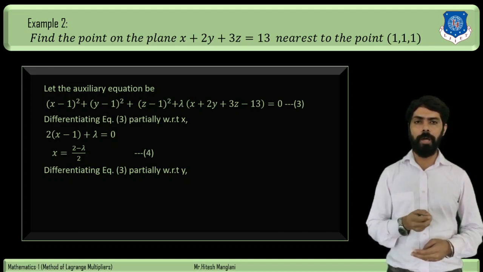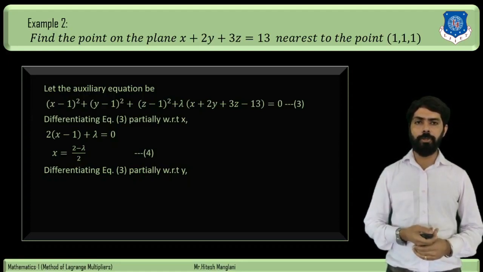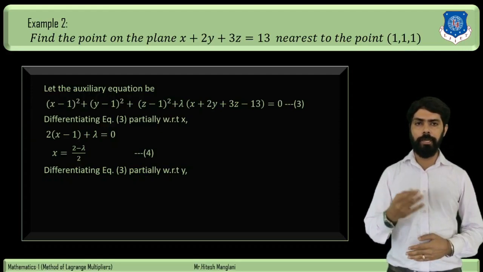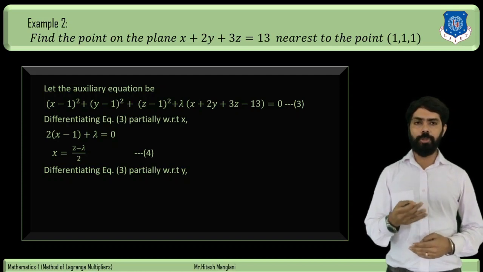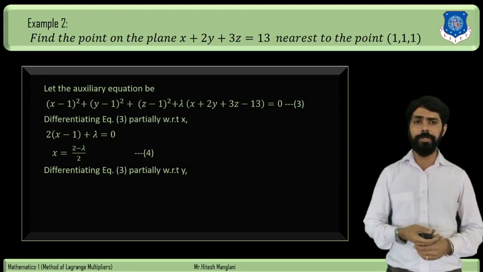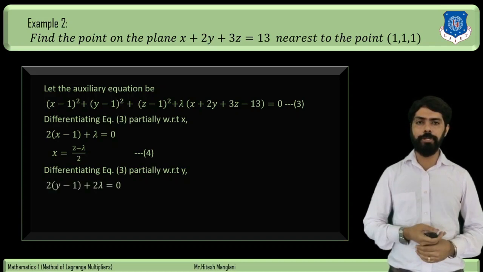So it will be 2 into (y minus 1) plus, now the third term is (z minus 1) whole square, which is constant, so the derivative of that term will be 0, plus lambda into here x, so the derivative of that term will be 0, and the second term is 2y, so the derivative of 2y will be 2 because the derivative of y with respect to y is 1, and the third term is 3z, so the derivative of that term will be 0, and the last term is 13 which is constant, so the derivative of that term will be 0. So it will be 2 into (y minus 1) plus 2 lambda is equal to 0.